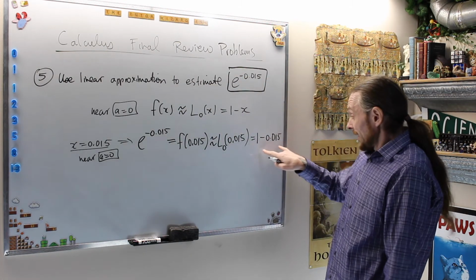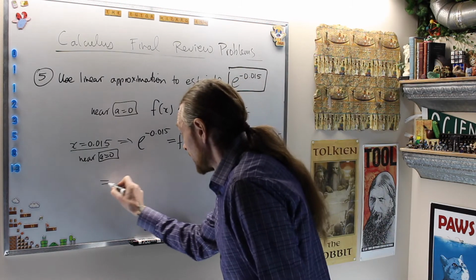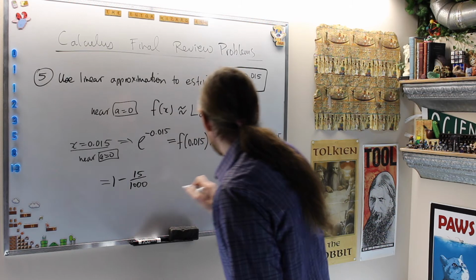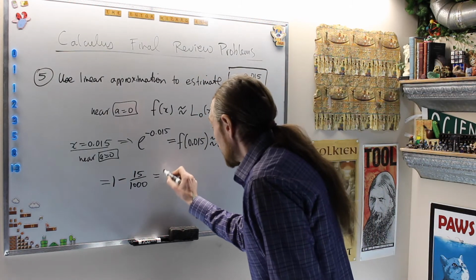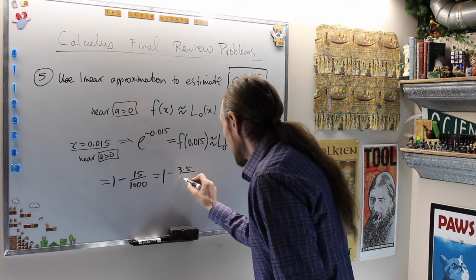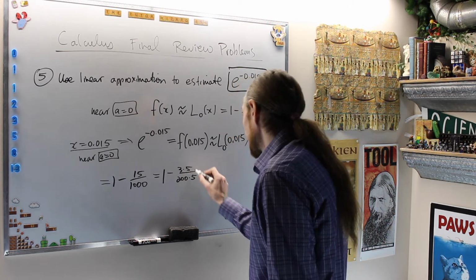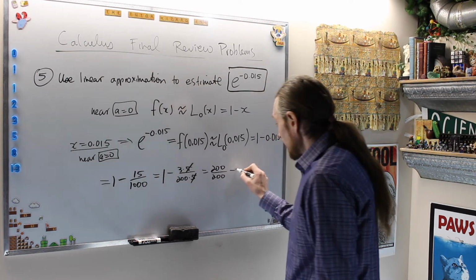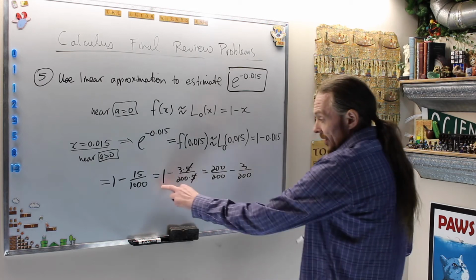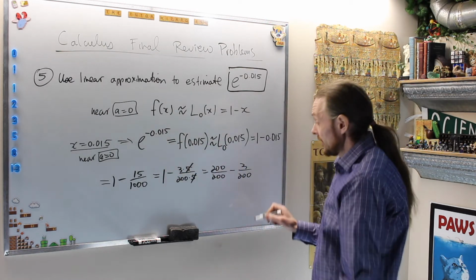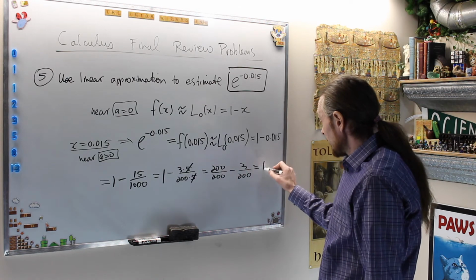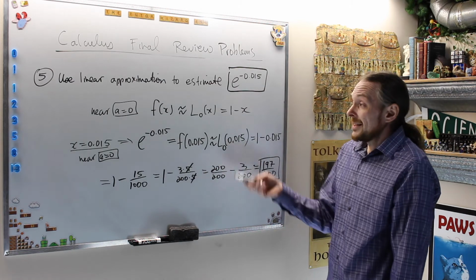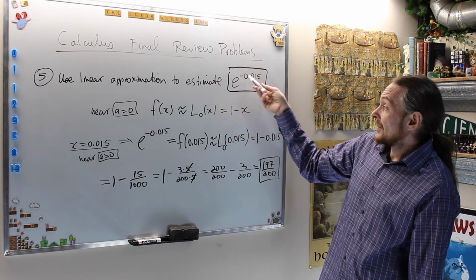This tells us that we get 1 minus 15 over 1,000, which is equal to 1 minus 3 times 5 over 200 times 5. So this is 200 over 200 minus 3 over 200. I multiplied 1 by 200 over 200, my favorite dirty trick. And so this is 200 minus 3, which is 197 over 200. That is the approximate value of e to the negative 0.015.